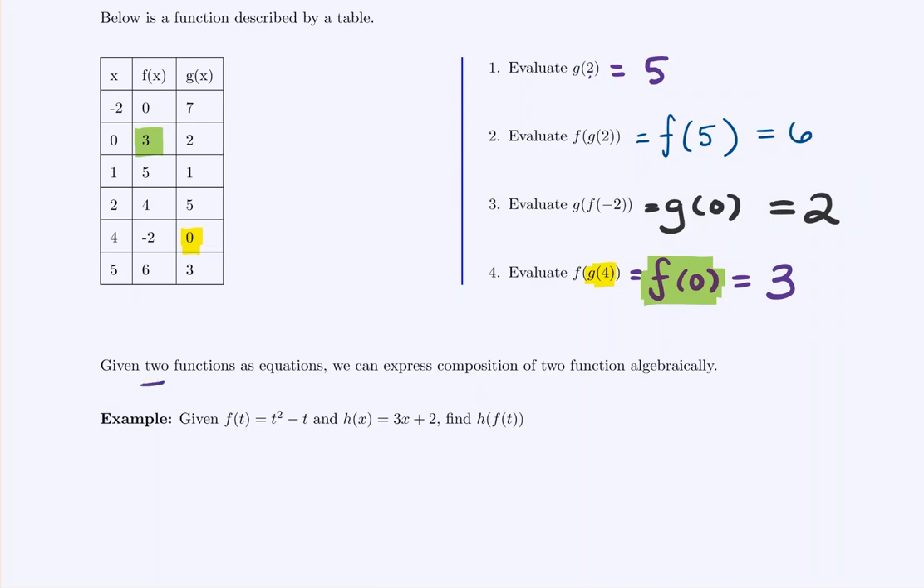Now, given two functions as equations, we can express the composition algebraically. Given f of t is the function t squared minus t, what this function tells us is that for any input we give it, it's going to square the input and then subtract the input from the square of the input. So it's like square the input and then subtract itself.